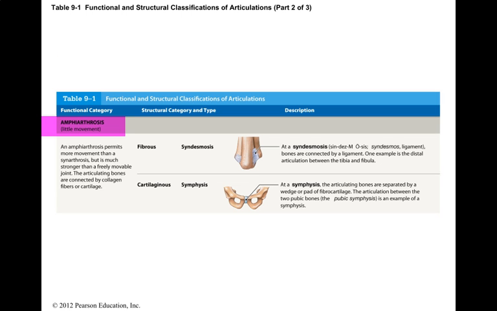The amphiarthrosis is a slightly movable joint that is either fibrous or cartilaginous. The amphiarthroses permits more movement than the synarthroses, but it's much stronger than a freely movable joint. Examples of an amphiarthrosis are the pubic symphysis, where the articulating bones are separated by a wedge or a pad of fibrocartilage, and a syndesmosis, where bones are connected by a ligament, for example, at the distal articulation between the tibia and the fibula.